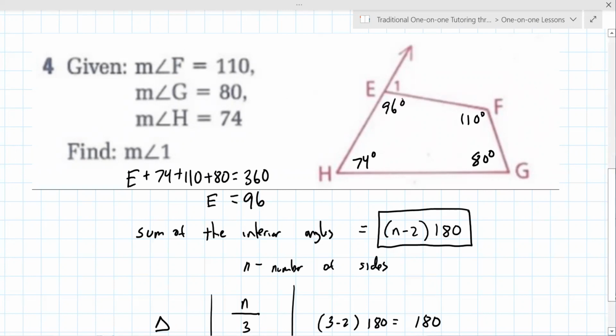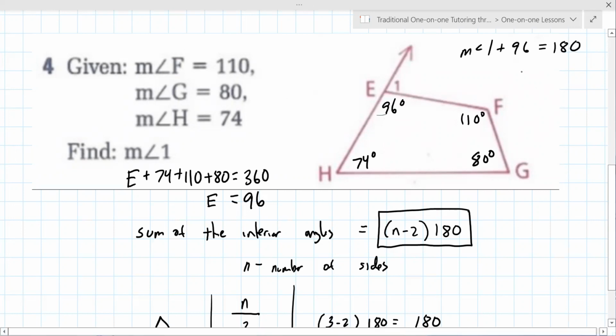But that's not our answer. That's just this other little angle inside here. Angle 1 and this other angle here are a linear pair, so they add up to 180. So you could write yet another equation: measure of angle 1 plus 96 degrees equals 180. And when you solve that by subtracting 96 from both sides, the measure of angle 1 is 84 degrees.